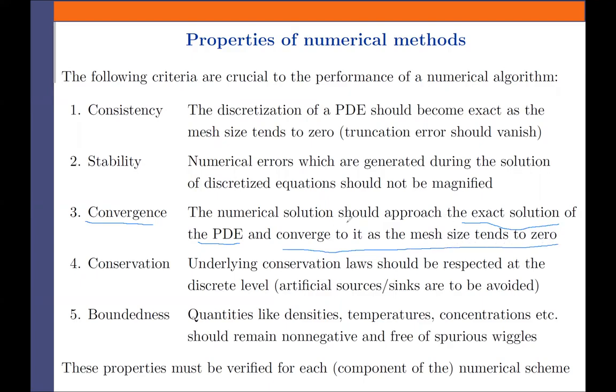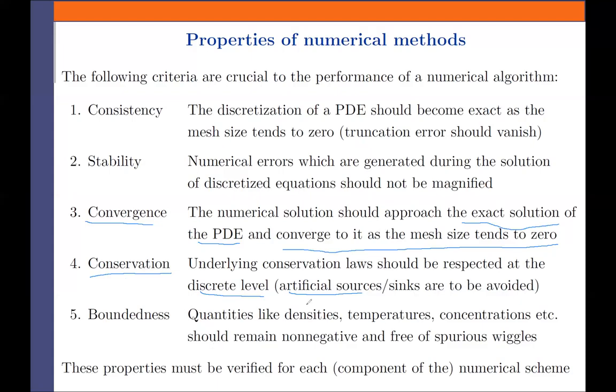tends to zero. So when we are discretizing our solution, the solution must approach the exact solution, and it must converge to it as the mesh size tends to zero. Now the fourth one is conservation. Underlying conservation laws should be respected at the discrete level. For example, artificial sources are to be avoided.